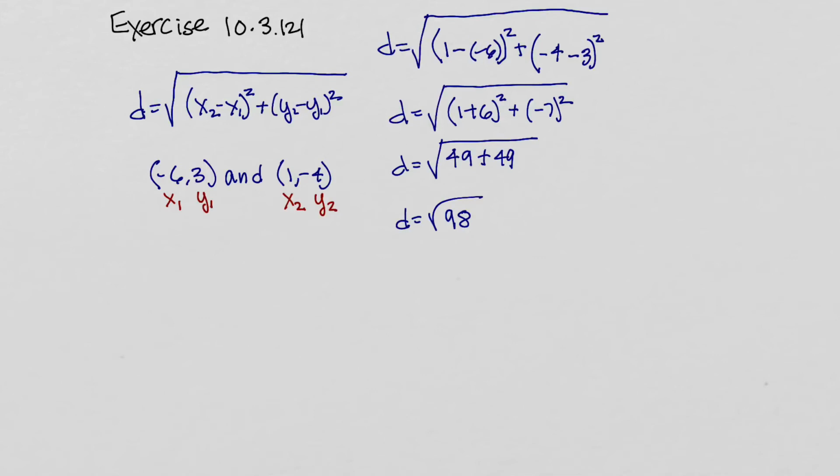Now, I know how to break this down. What I can do is this. You see that 49 here? That 98 was 2 of these 49s, and 49, I know the square root of that. So why don't we write this as d is equal to the square root of 49 times 2. d is equal to the square root of 49, square root of 2. So d is equal to 7 square roots of 2.